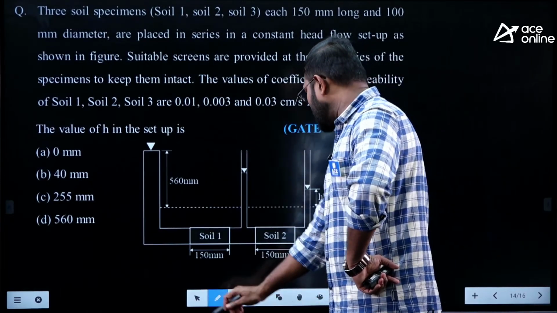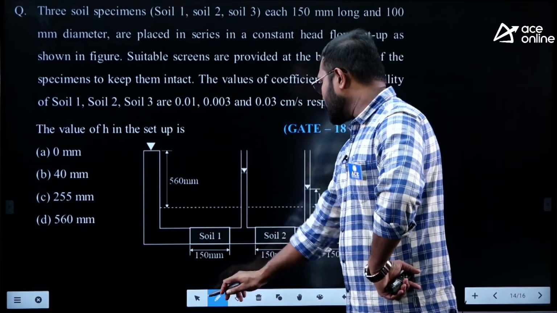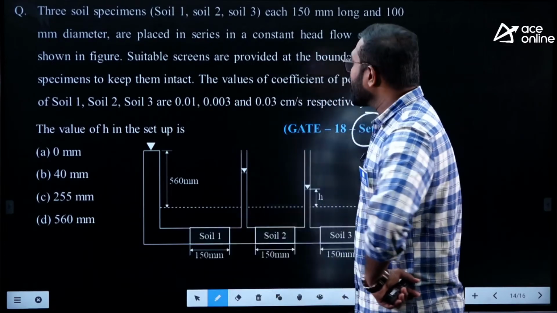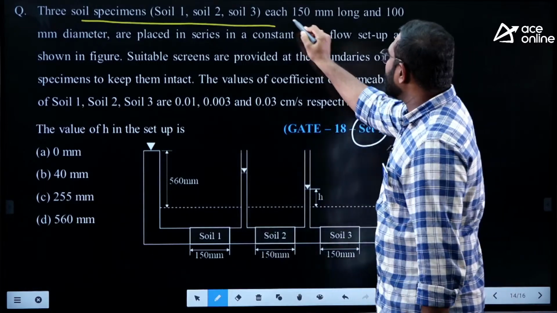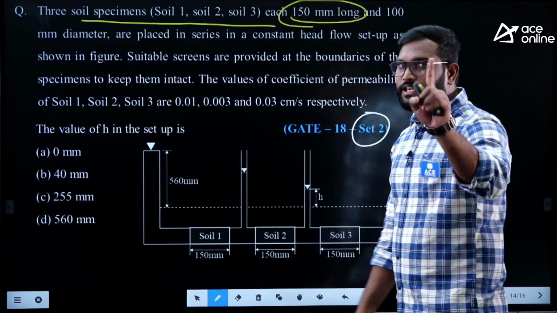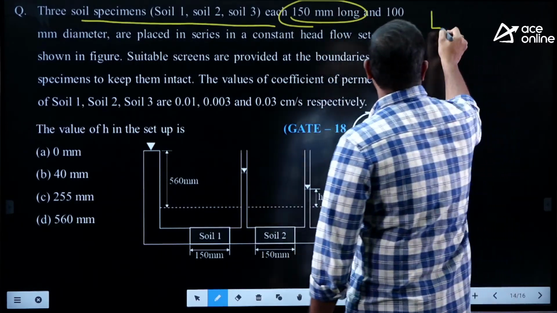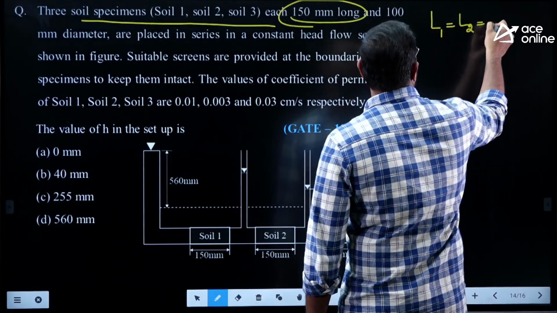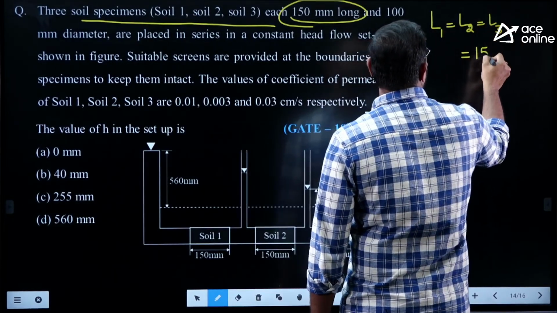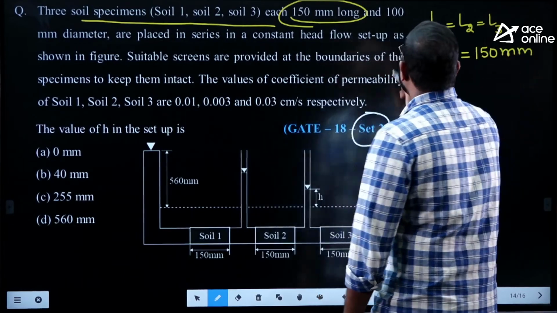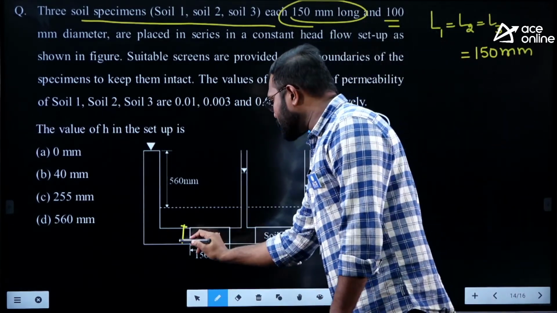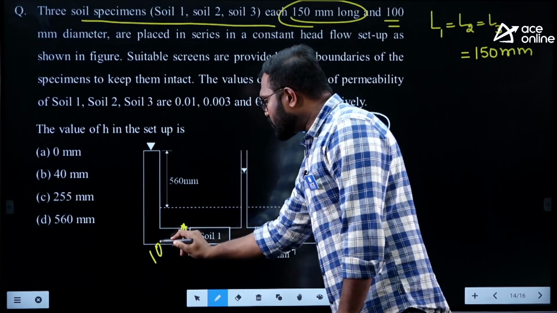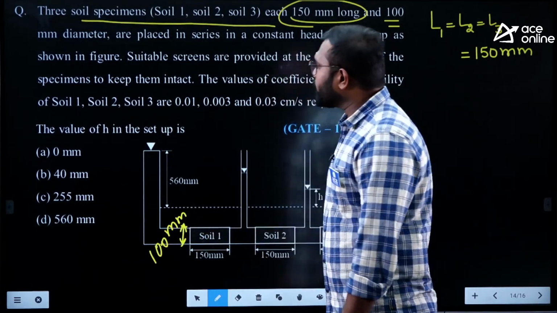So this is a 3-layer deposit. 3 soil specimens, soil 1, soil 2, soil 3, each are 150 mm long. So the length of each specimen is 150 mm. So L1, L2, L3 all have the same 150 mm. Keep that in your mind. And 100 mm diameter, so each soil's diameter is also given, such that I can find out the area if required.